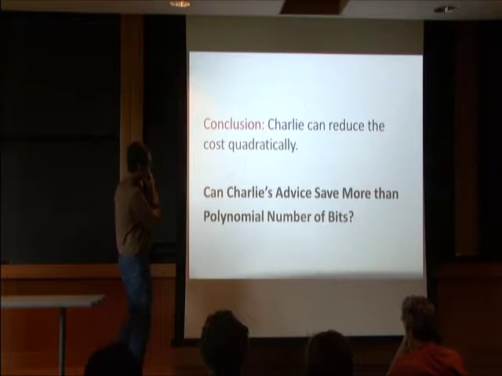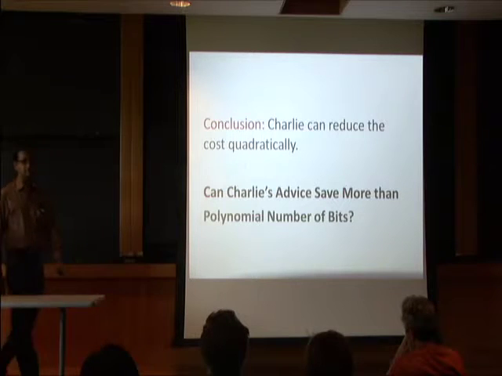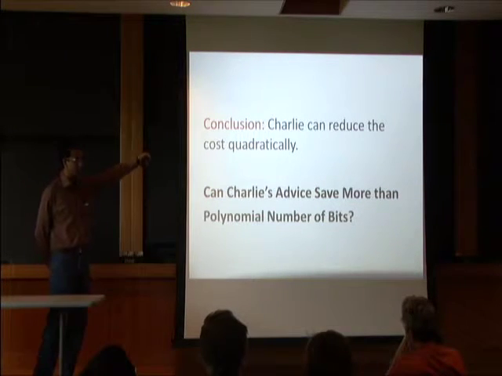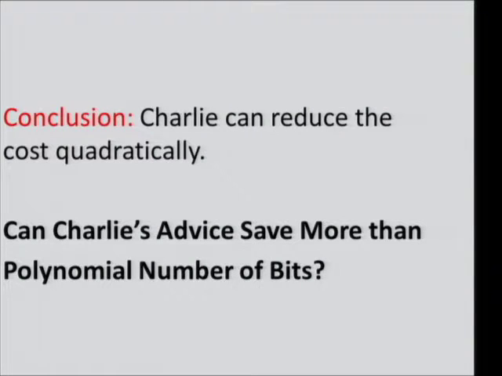So the question is, can Charlie's advice save more than a polynomial number of bits, right? You could still think that something as general as what Patrascu aimed for works, except that you can't tighten it with order L of n. But it still cannot give you more than polynomial saving. If that were true, you would still be okay to prove lower bounds, right? Turns out even this is false.